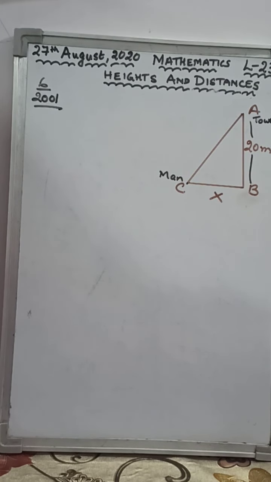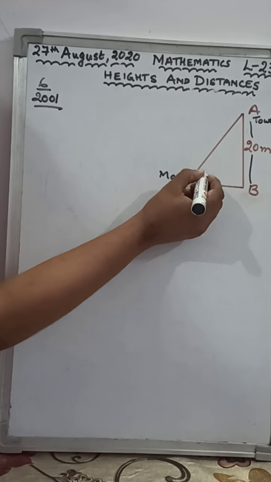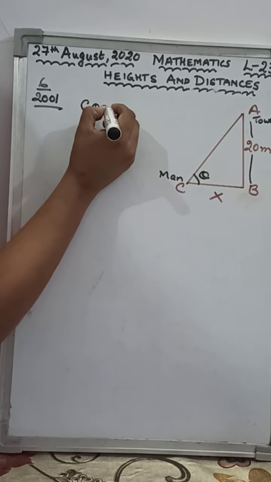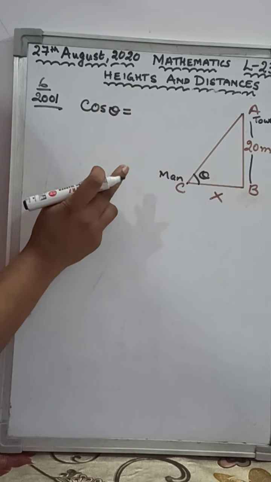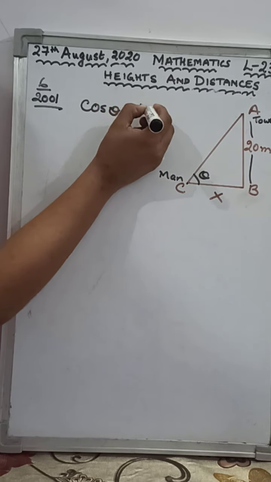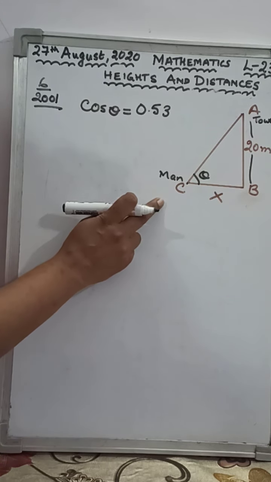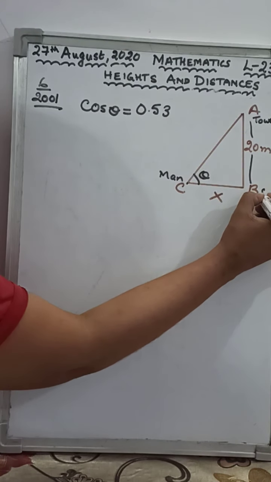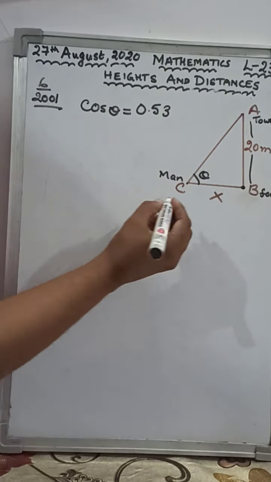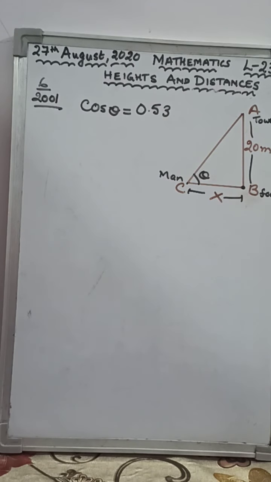Now the man knows the cosine of the angle of elevation of the top of the tower. This angle is theta. The value of cos theta is given to us in this question as 0.53. We have to find how far he is standing from the foot of the tower. This point is the foot. Clear? So we have to find the value of x. You have to be very careful in this question.